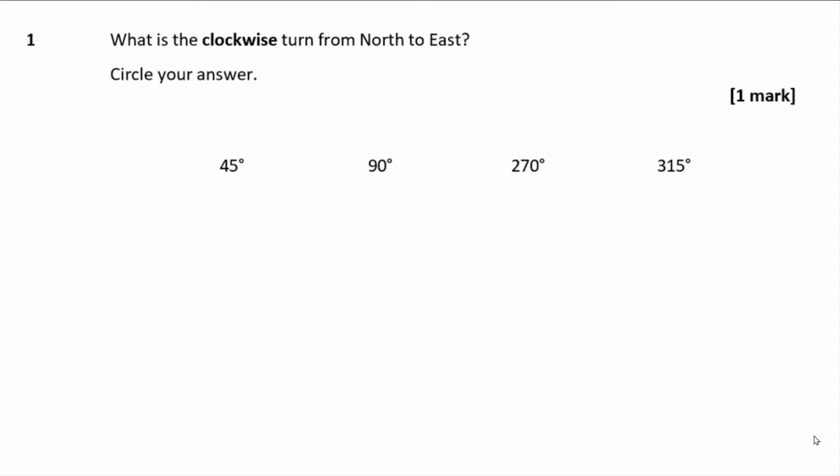Question 1. What is the clockwise turn from north to east? Circle your answer. Okay, well I think it'd be easy to see this if we draw a picture. So let's just make a compass. Never eat shredded wheat. So we want to go from north to east. If I start in this direction and I turn to this direction clockwise, I'm going from there to there, aren't I? Well, that's just a 90-degree turn. See, as soon as you do a diagram, it's super simple.